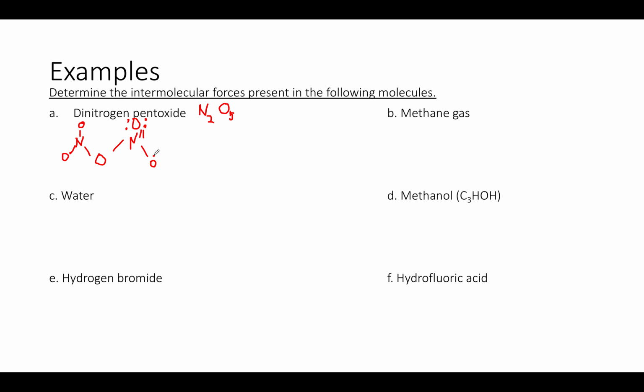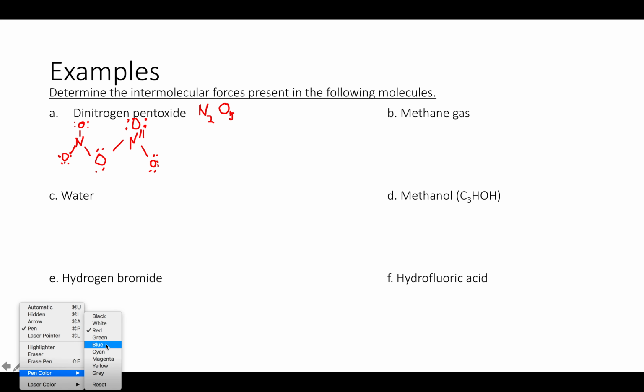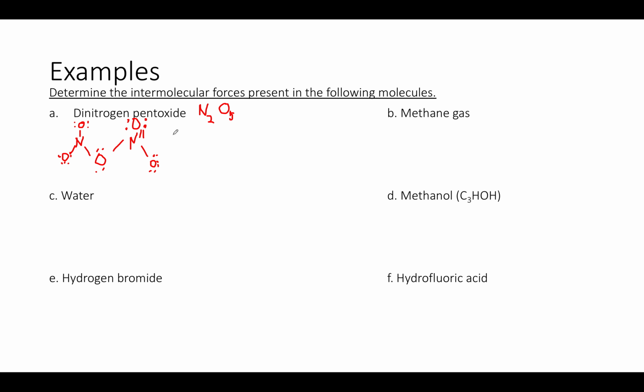That would leave me with 3 lone pairs here, 2 lone pairs there. Single bond here, so 2 lone pairs left. 3 lone pairs here. These are valence electrons that are floating around, and 2 lone pairs there. So as you can see, this is a pretty weird looking shape. So this is obviously a polar molecule.